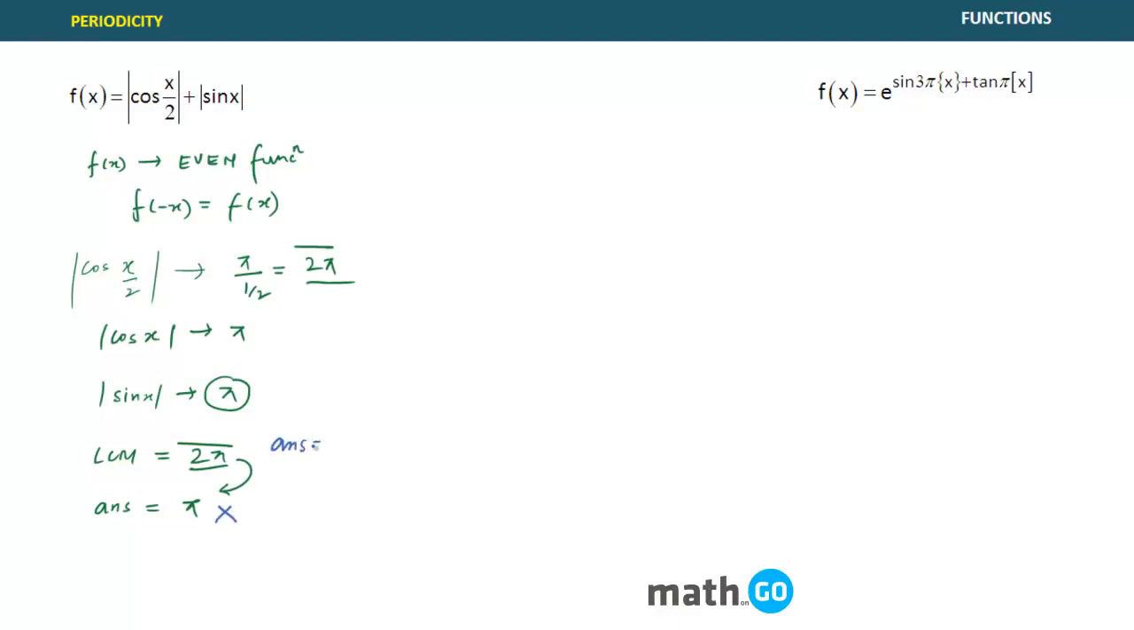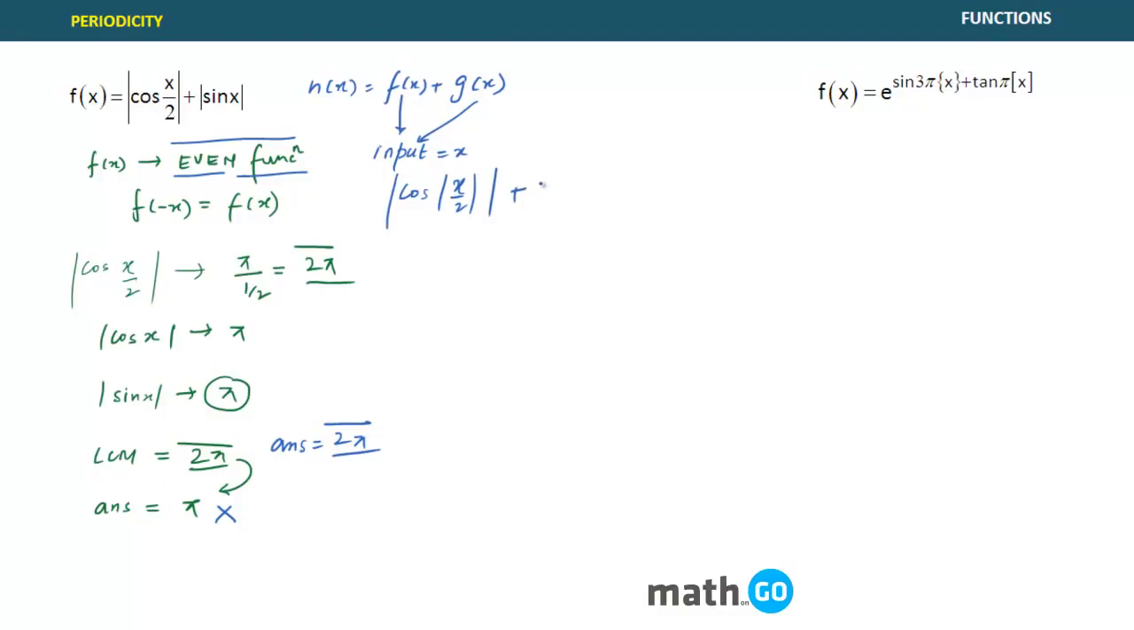Answer is still 2 pi, the LCM only. Why? Because this even function property was valid when you have h(x) equal to f(x) plus g(x). That means when this function has input x and this function also has input x, whereas in this particular case, one has x by 2 as the input and the other has only sin x as the input. We will not apply this property here.